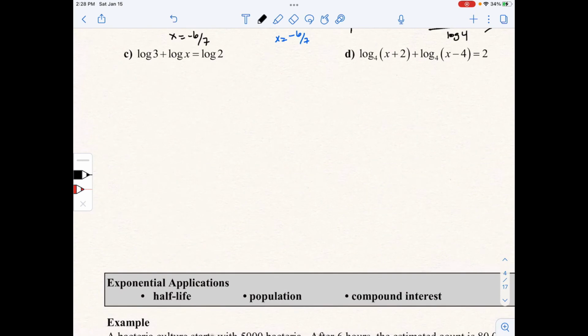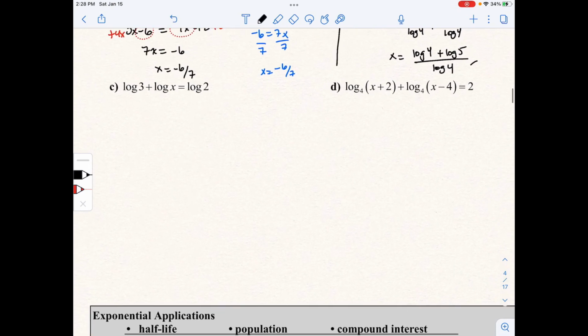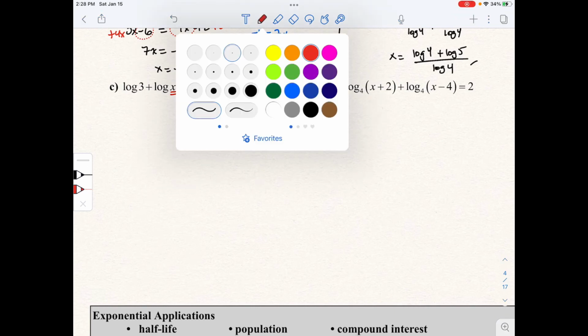So let's look at the next one. This next one is a logarithmic equation. So what I can do is simplify a little bit that left-hand side. Before I do that, let's look at our restrictions. We know that a logarithmic function's argument must always be greater than 0, or it has to be positive.